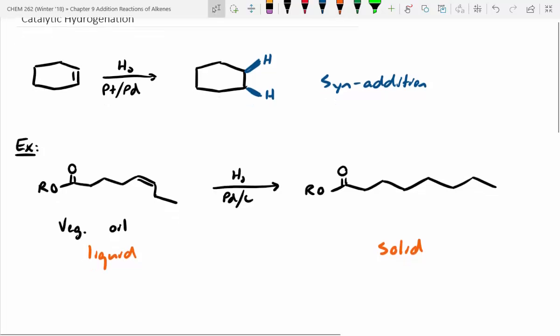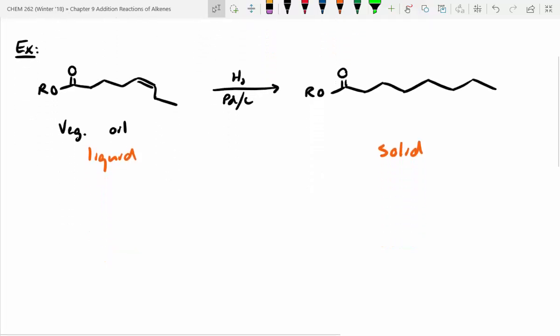Pd/C? That's palladium on carbon. So when you actually scoop it out of the jar, it just looks like graphite powder, but it actually has a trace amount of palladium on there. Palladium and platinum are very, very expensive, and so they try to embed it on a surface to get the most out of it. The nice thing with it, too, is it's catalytic, and so you don't have to use very much of it at all. So let's take a look at some of these reactions.